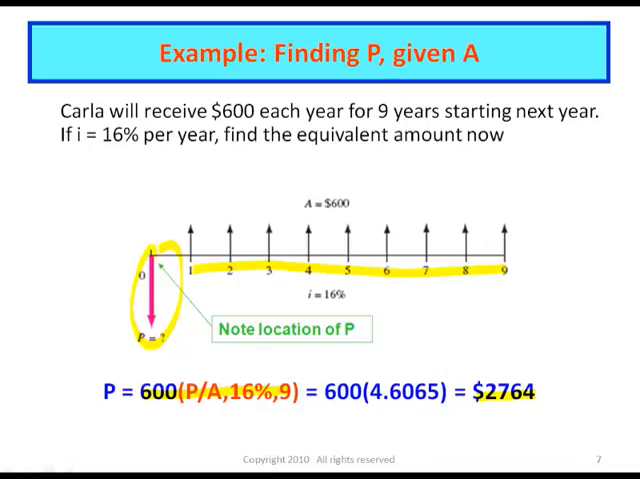This means that if Carla receives this amount right now and does earn 16% per year, it is economically exactly the same as receiving the $600 annually for 9 years and still making the same rate of return of 16% per year. If she were given the option to take either of the two, she should be economically indifferent to them. There may be other non-economic reasons to select one method over the other, but from an economic viewpoint, they are exactly the same at 16% per year.